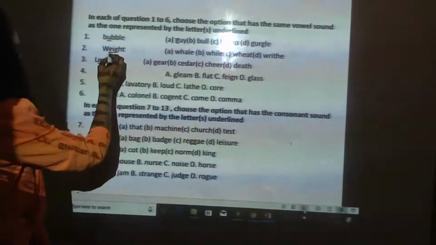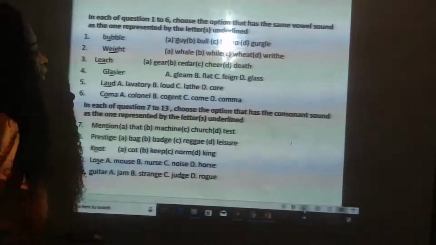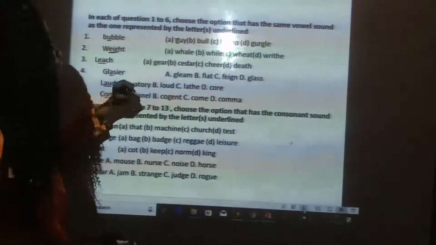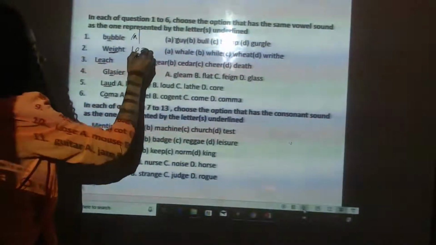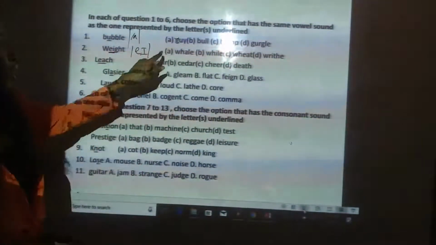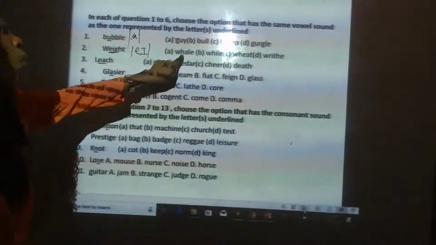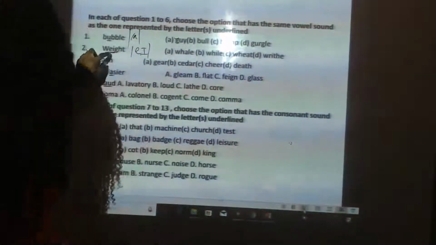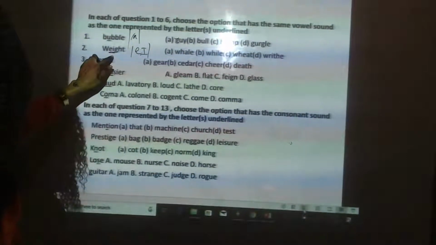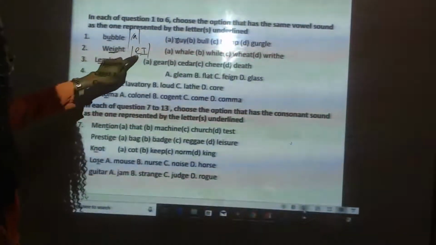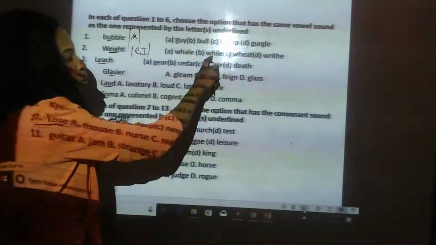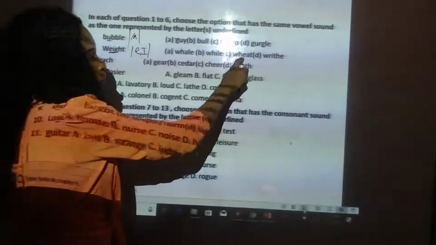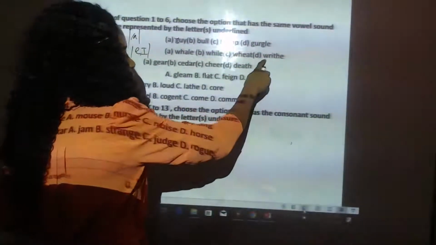And the underlined word here is A. We have the diphthong A. So option A says wave. Remember, we want to identify the one that sounds with A, wave, A sound. We have A, wave, B, Y, C, wheat, D, reed.